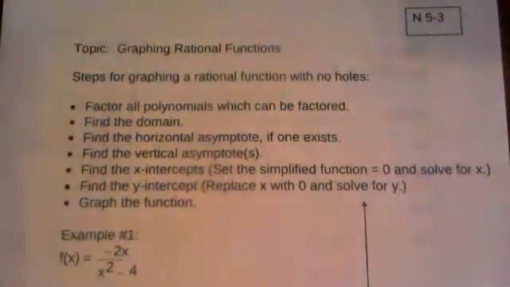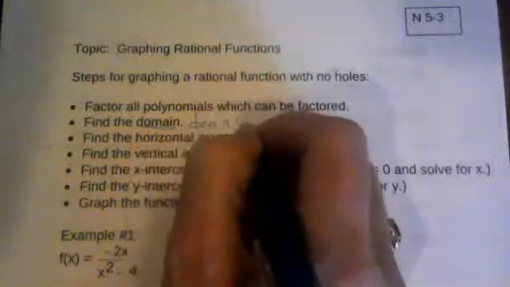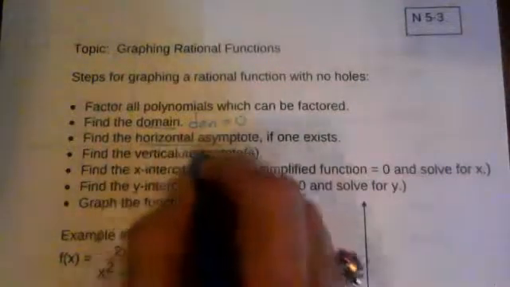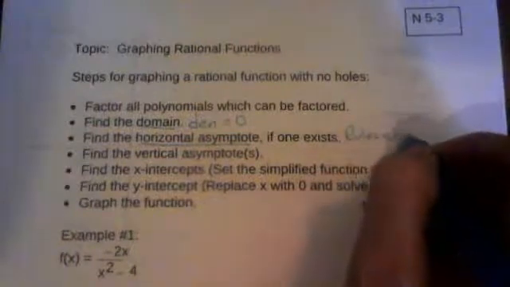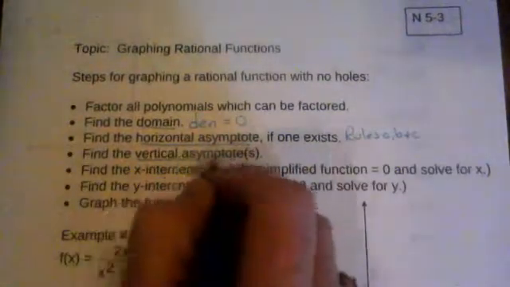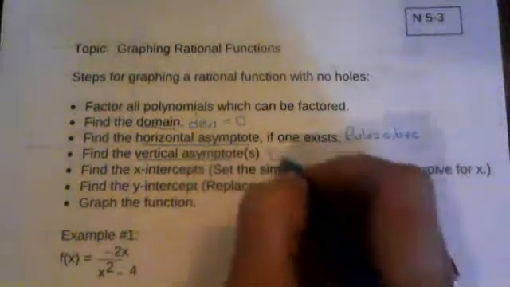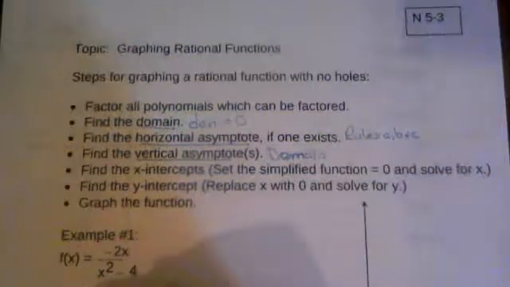And so the first thing it says we want to do is factor out all the polynomials that can factor. So that means both in the numerator and the denominator, we're going to factor. Then we're going to find the domain, and remember the domain comes from setting the denominator equal to 0. Then we're going to find our horizontal asymptotes. Remember those come from our rules, the ABC rules. And then we're going to find vertical asymptotes using whatever we found from our domain.